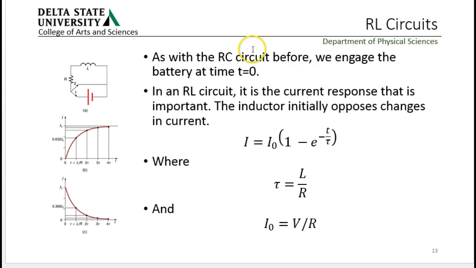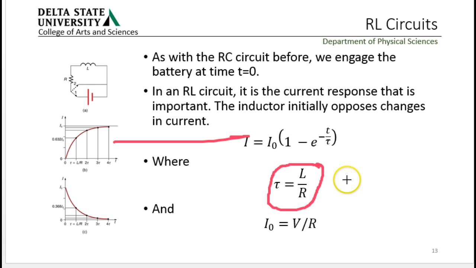As with the RC circuit, when we engage the battery at a time t equal to 0, we get an exponential increase in current: I equals I naught times 1 minus e to the minus t over tau. Tau in this case is L over R. Remember for RC circuits, tau was RC. So tau is L over R for this circuit, and I naught is just V over R, where this voltage supply is giving us V volts.